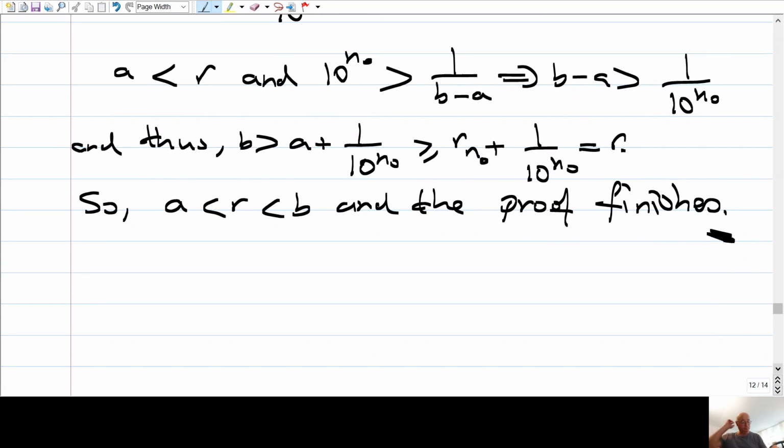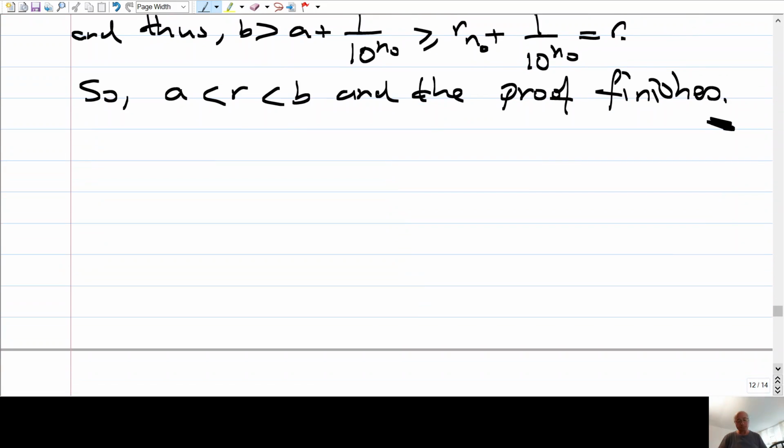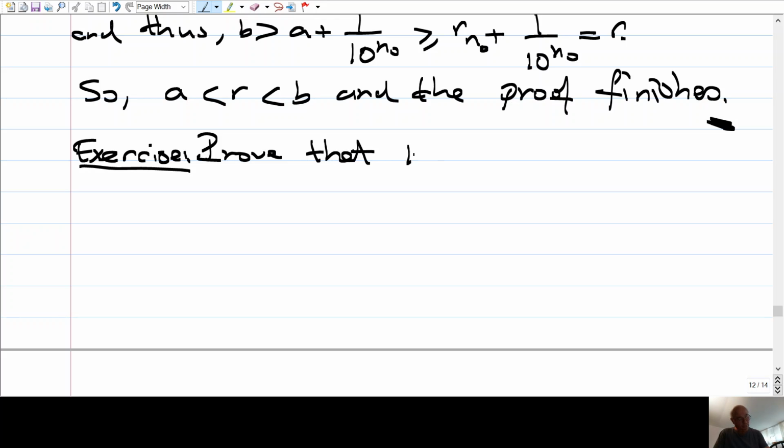I'll leave this as an exercise. You can prove this by induction. Prove that ten to the power n is larger than n for all n.